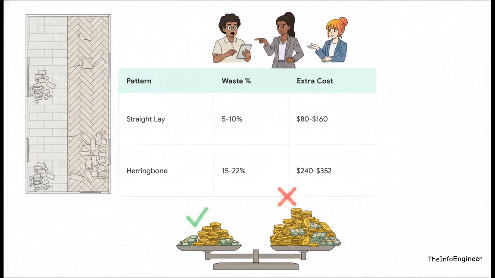Now, let's connect all this geometry back to where it hurts, your wallet. If we take a modest 200 square foot room using, say, an $8 per square foot tile, just look at the financial difference. For a straight lay, your waste costs between $80 and $160. Totally manageable, right? But for that stunning herringbone pattern, the waste alone is going to cost you between $240 and $352. That is a massive difference. You absolutely have to ensure that extra cost is built into the client's quote upfront instead of letting it eat into your own profit margins.